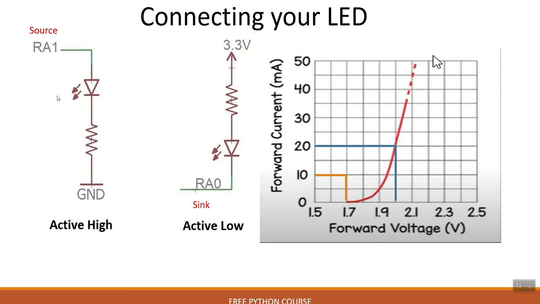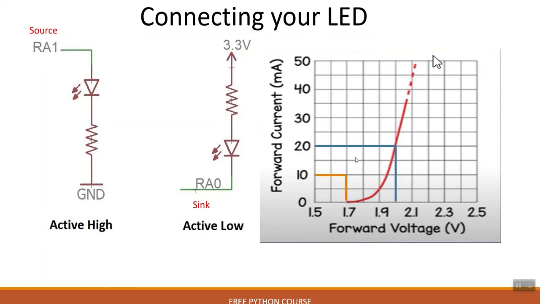Now the question is this: which is the best configuration, active high or active low? You can use any of them, but I recommend active low. What is happening in the active low is this: your microcontroller is not supplying current to your LED, so it's just acting as a sink. In this case, you are less likely to overdrive your microcontroller.